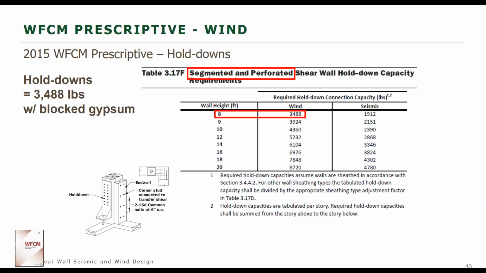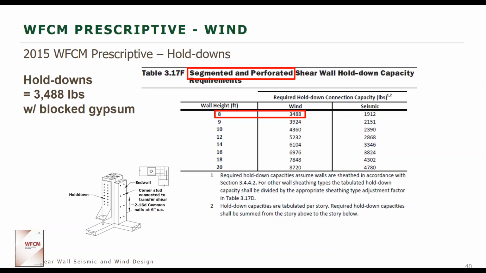So that's for wind-controlled designs only. If you're in a seismic region or a seismic-controlled design, you would not be able to sum the capacities of the dissimilar materials. But for wind designs, which is the first set of examples that I ran through, we do have that provision that allows us to sum the capacities if we have wood structural panel on the outside and gypsum on the inside. Otherwise, if it's the same material on both sides, you're allowed to sum those. But for the dissimilar materials, it's only wind-controlled design. Okay.